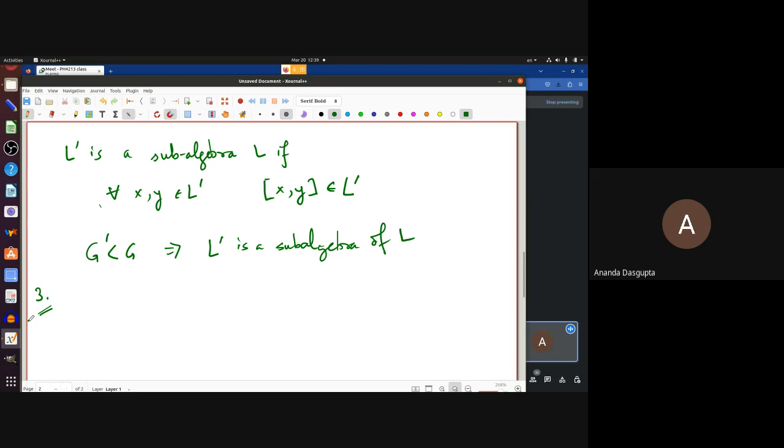Among all subgroups, one special kind of subgroup was very important in our theory: the normal subgroups. Exactly. A normal subgroup is one in which g n g inverse is equal to, sorry, belongs to N, for all g.